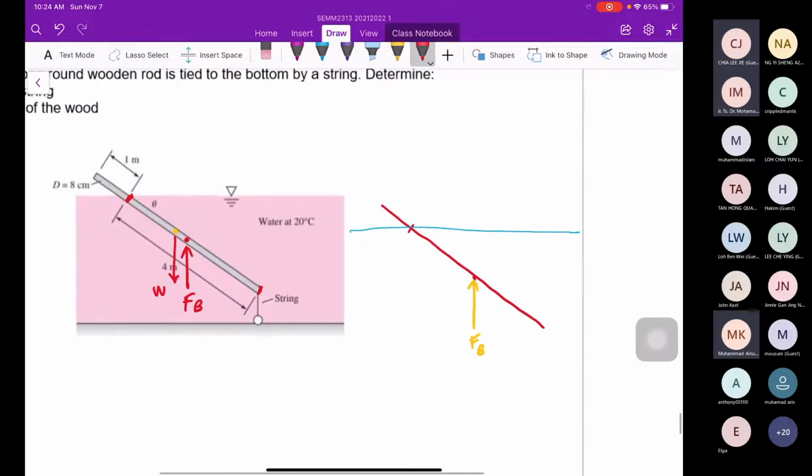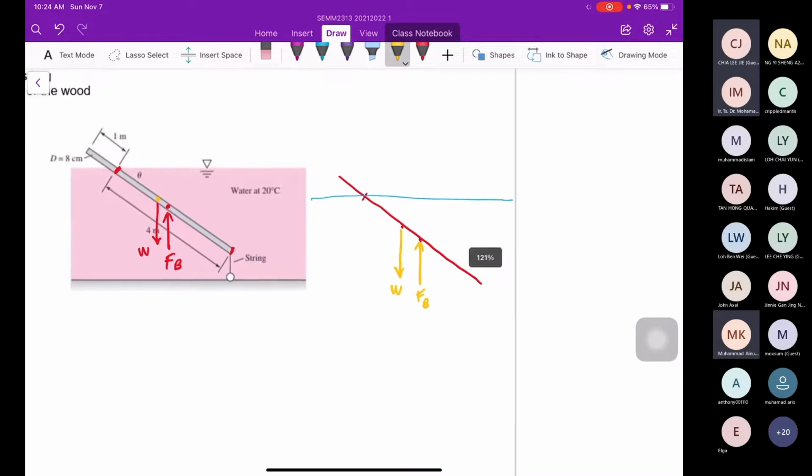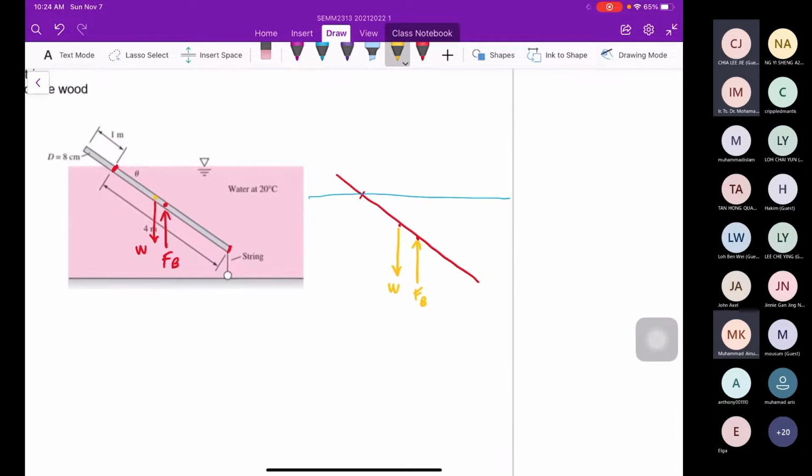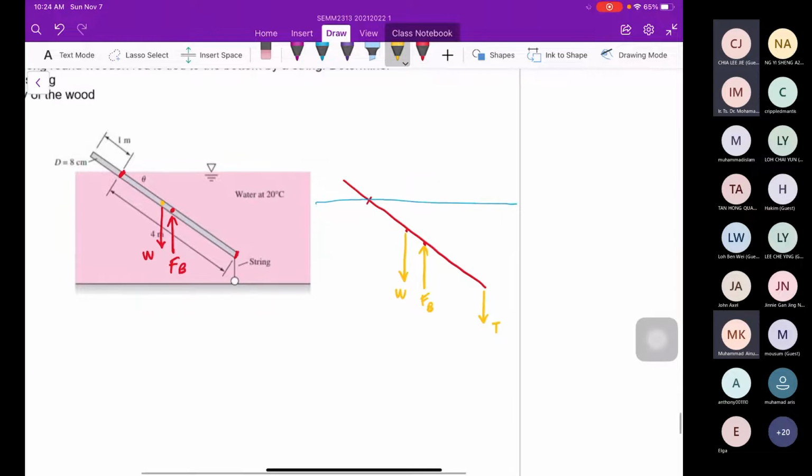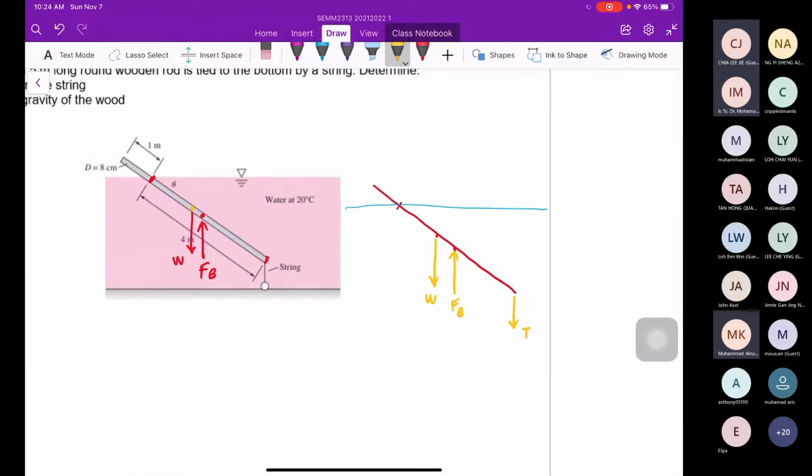Okay. And then this is the weight, let's say. And one more thing, we must have the tension, which is here. Okay, the tension downward here to pull the rod. All right. So from here, how to solve this?